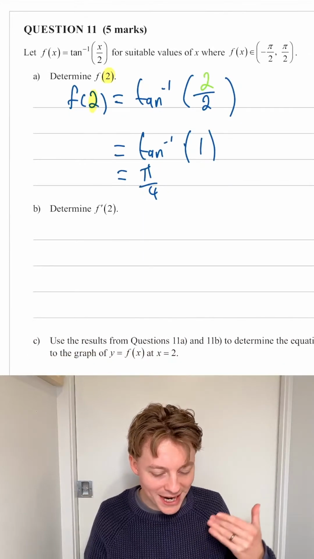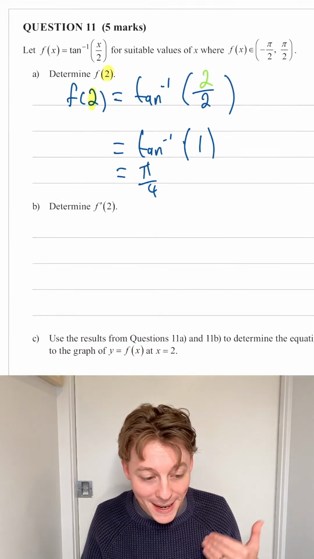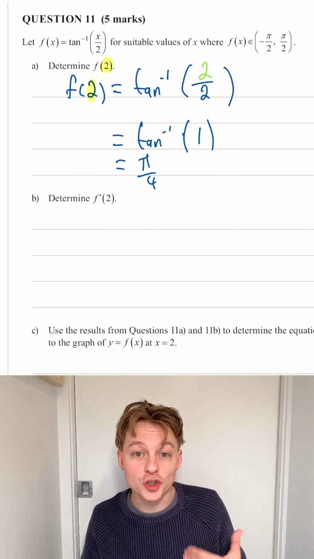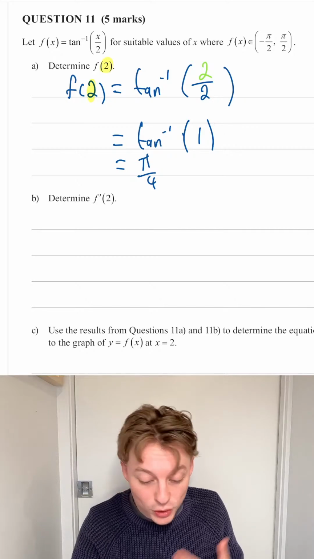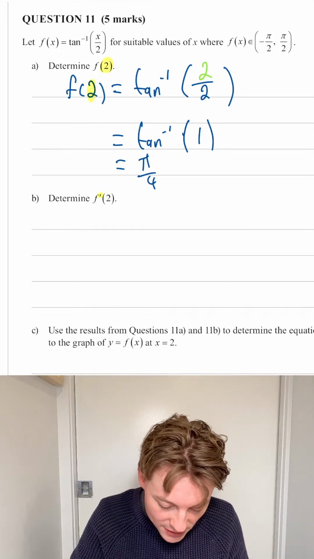If we come down to part B, I have the derivative of my function. And again, I want to find the value at 2. So it looks very similar to part A. The difference is I have this tiny little dash there.